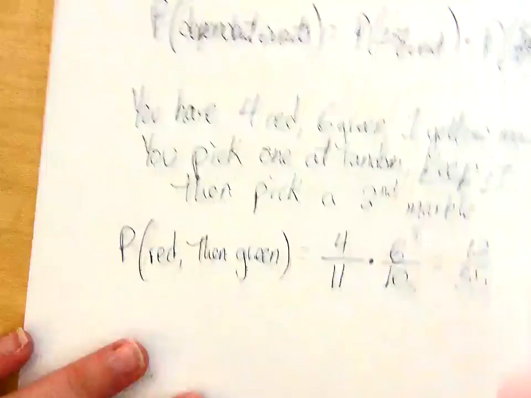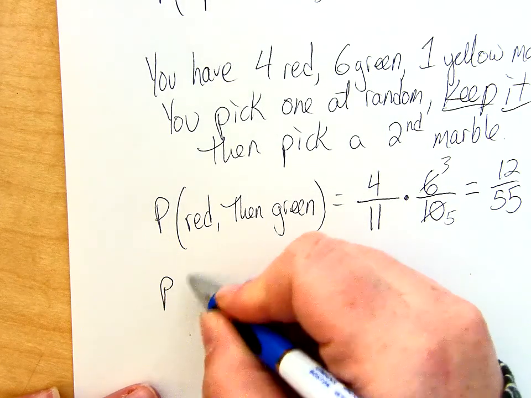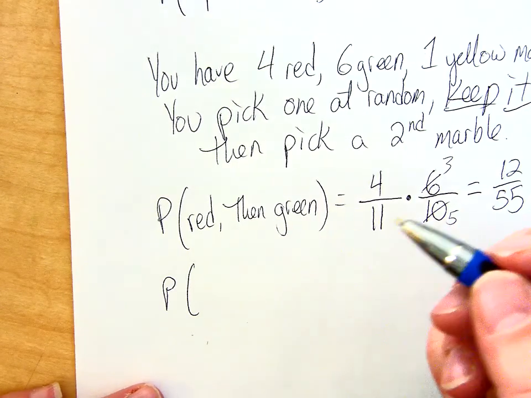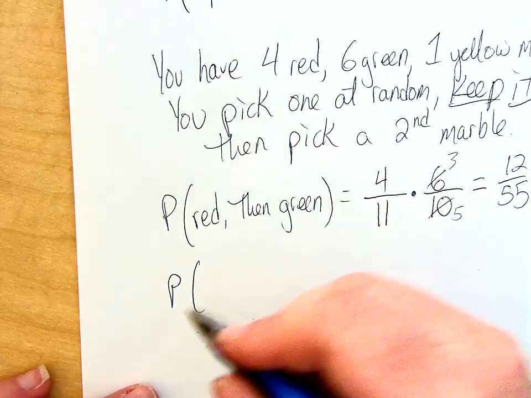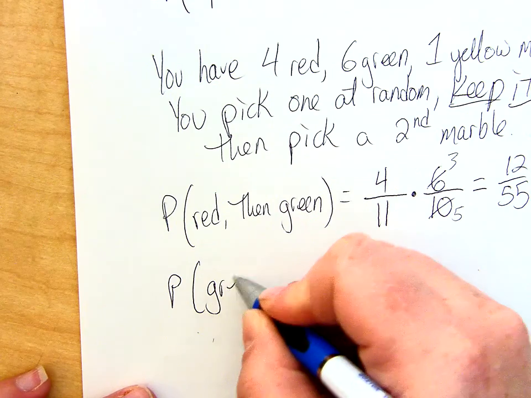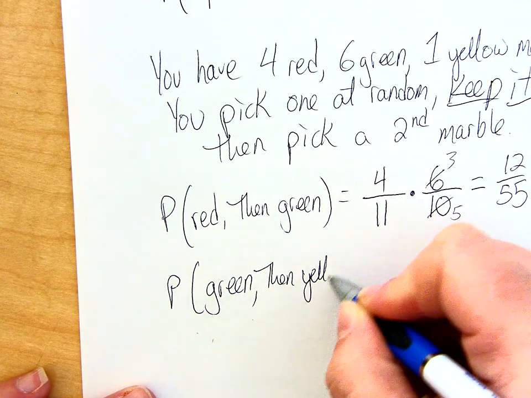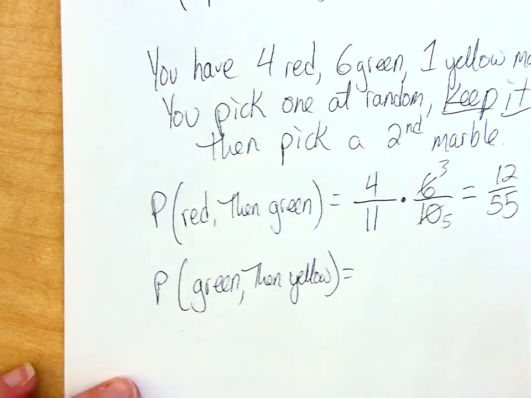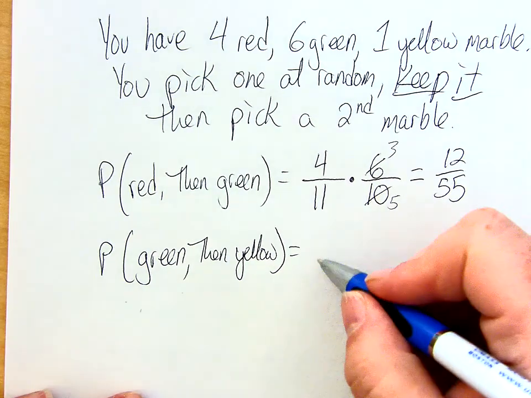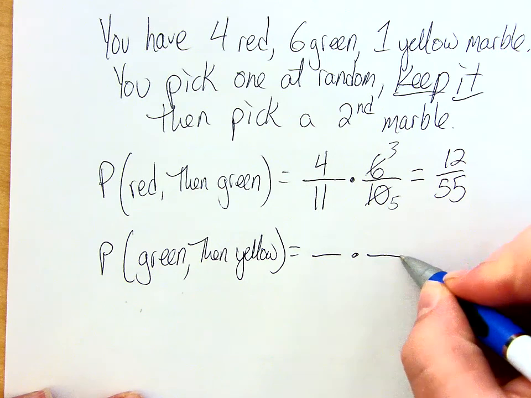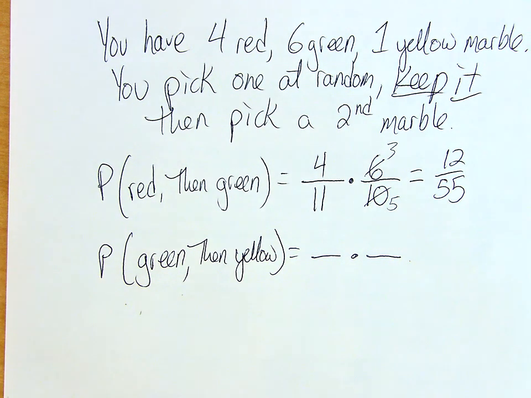So let's try another one. How about I want to pick a green, then a yellow. Everybody go ahead and fill this in. Try it. See if you can come up with what these two should be. I'll give you about 20 seconds.